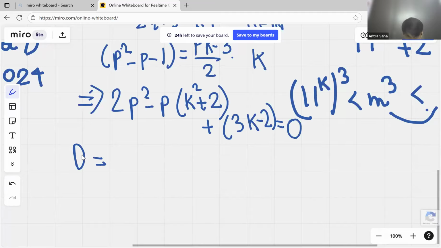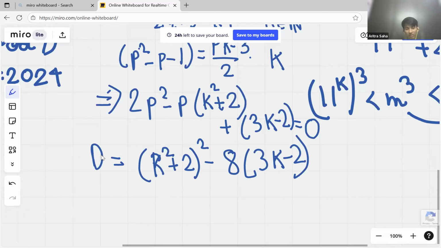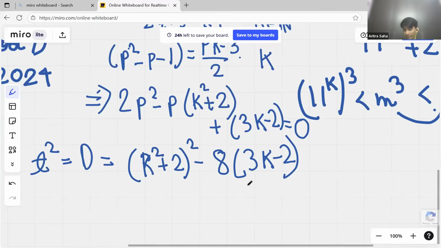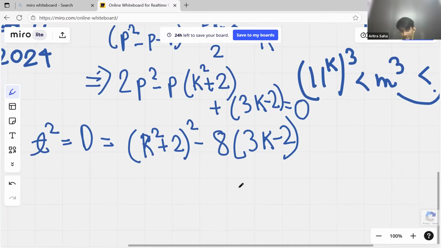but why not try it? So it will be k squared plus 2 whole squared minus 8 into 3k minus 2. Can this be a whole square? Because it has an integer root, you want this to be some t squared. Can this be a whole square in every case, or will it fail somewhere due to some other condition? The degree is even, right? So some bounding should work.